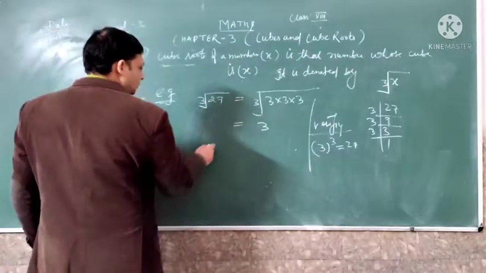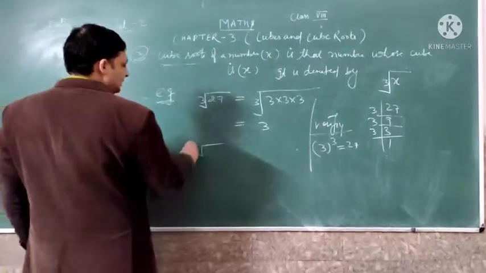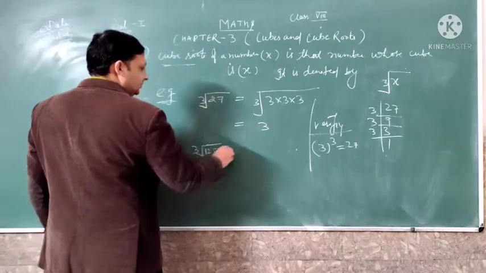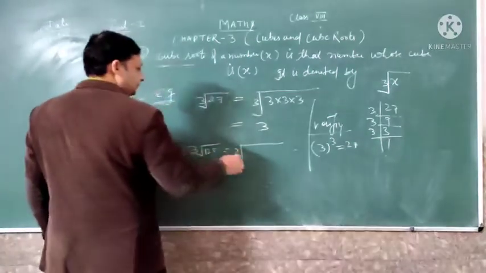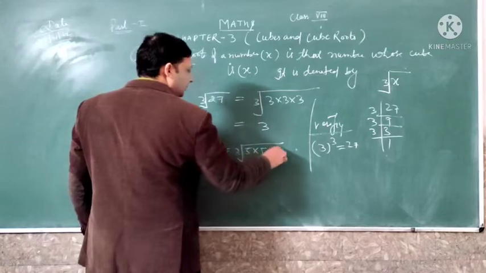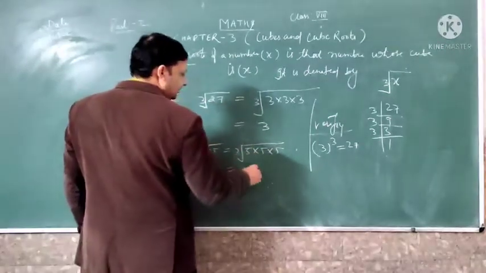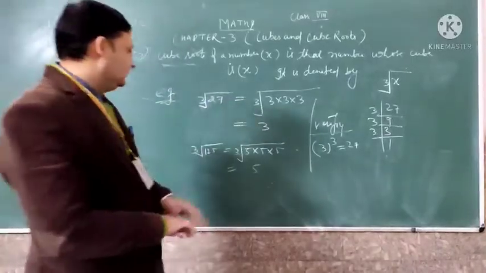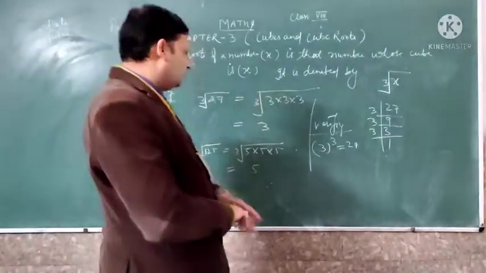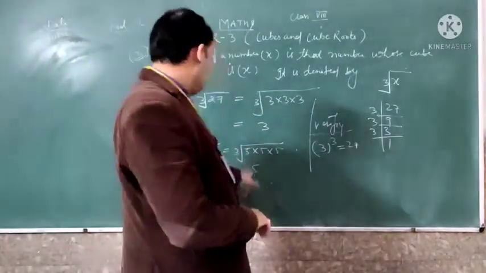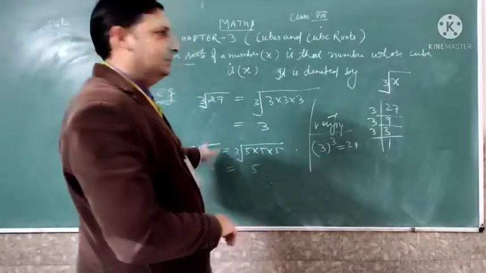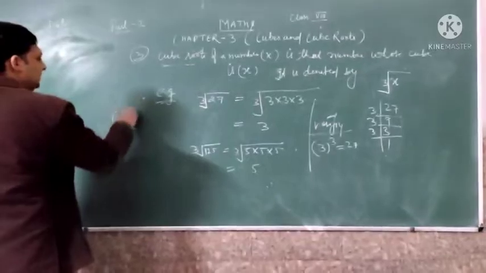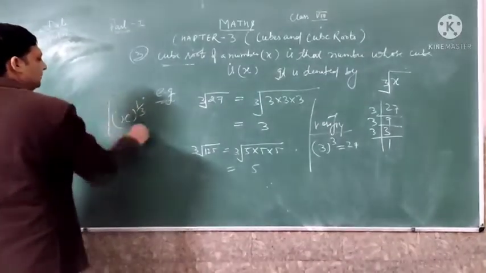Now another example: the cube root of 125. Again the factors of 125 are 5 into 5 into 5. I will take one number from the group outside, that is 5. So the cube root of 125 is 5. When you cube 5, that will give you 125. In another way, we can also write x to the power 1 by 3. It is also a symbol of cube root.